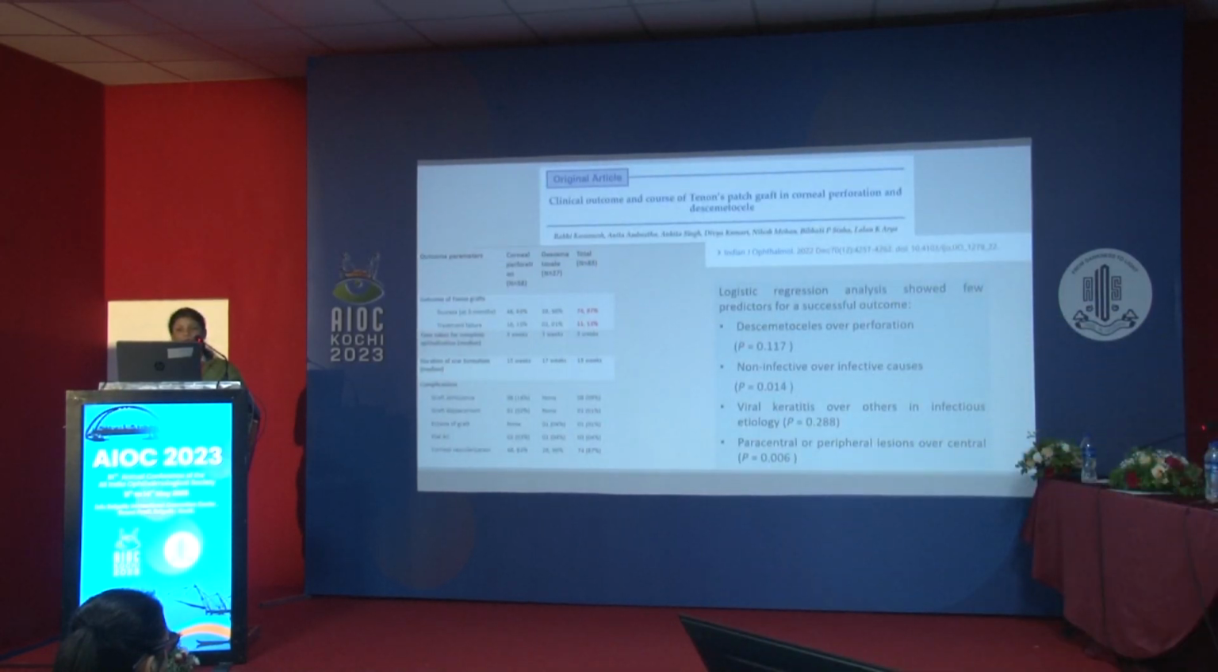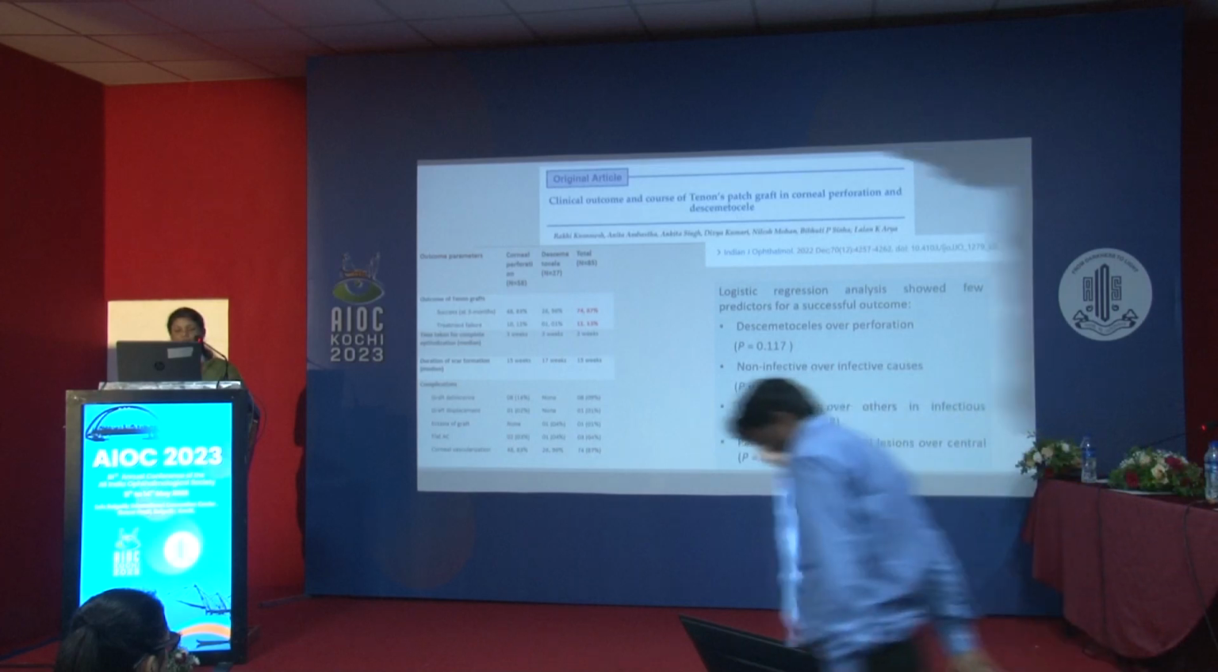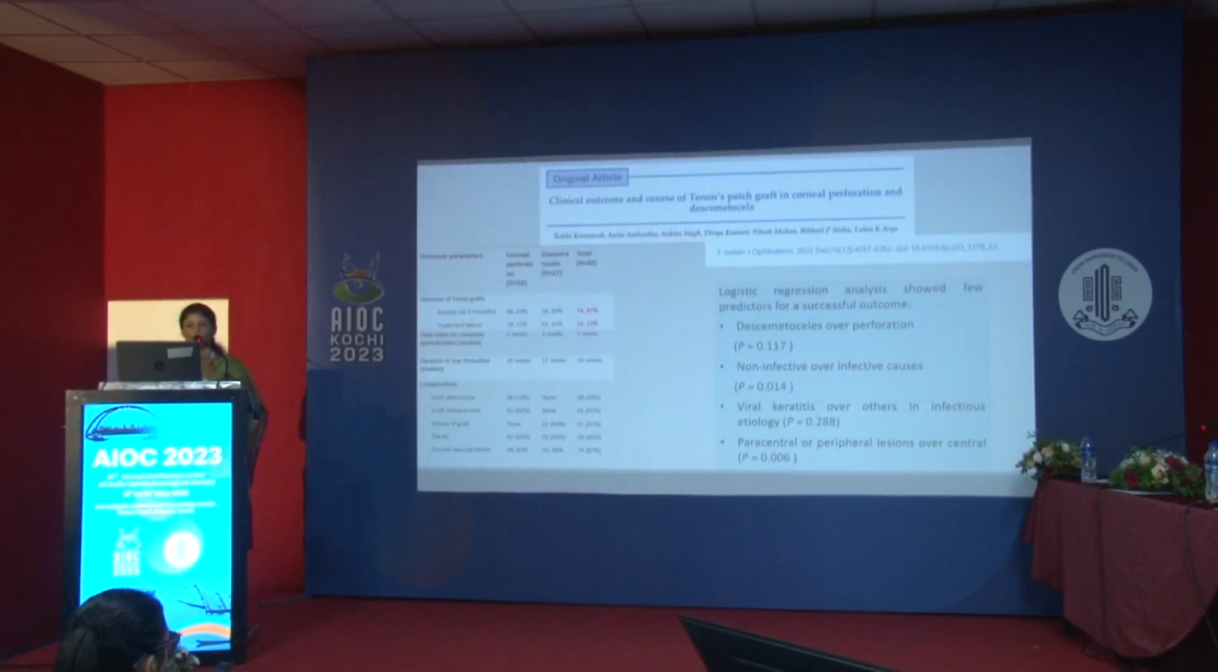Here we published a report in IGO. This was an original article. Apart from seeing the efficacy, we also looked at the predictors for successful outcome, and we found that descemetoceles give good results in comparison to perforation, non-infective better than infective. And among infective keratitis, viral keratitis were the good cases which gave good results, and paracentral and peripheral perforations we found better results.